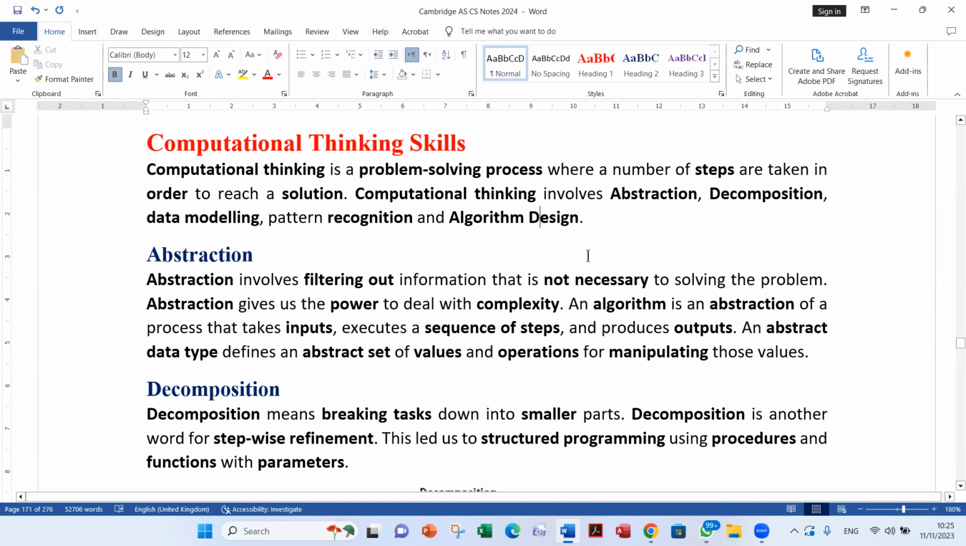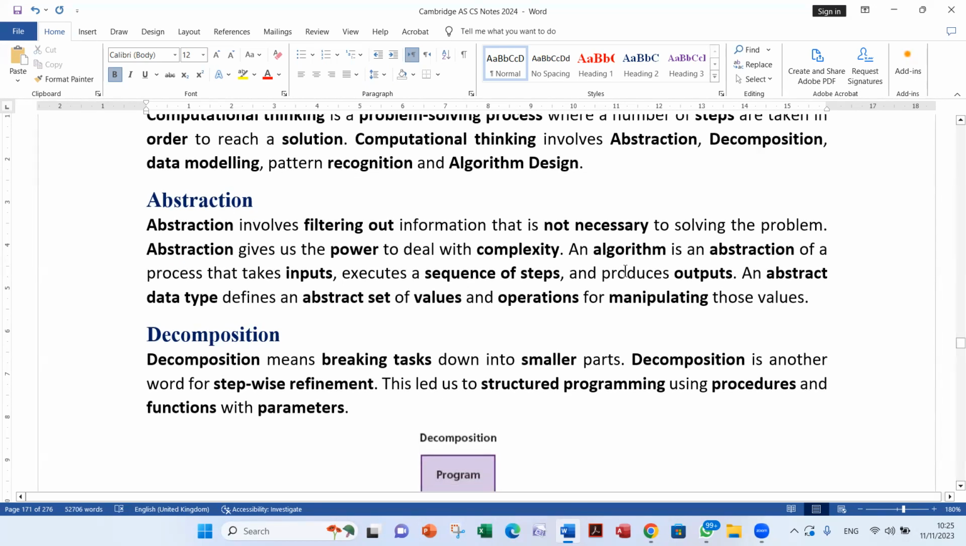What is meant by abstraction? Let us look at this. And there are loads of questions about abstraction in the past papers. Okay, and these things, they don't depend much on your knowledge of the O level. So let us start with it. Abstraction involves filtering out information that is not necessary to solve the problem. Okay, what does this mean?